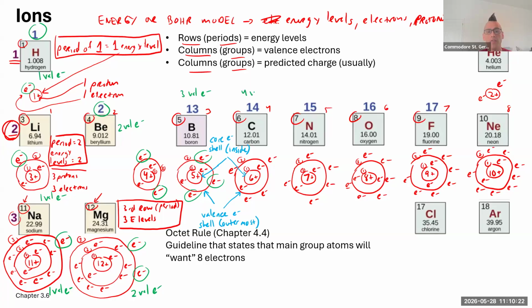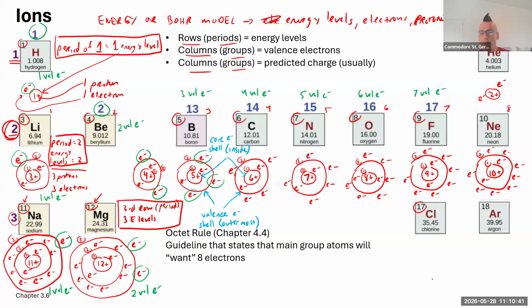This is going to have four valence electrons. This is going to have five valence electrons. This is going to have six valence electrons. This is going to have seven valence electrons. Let's check it out. Let's do chlorine.